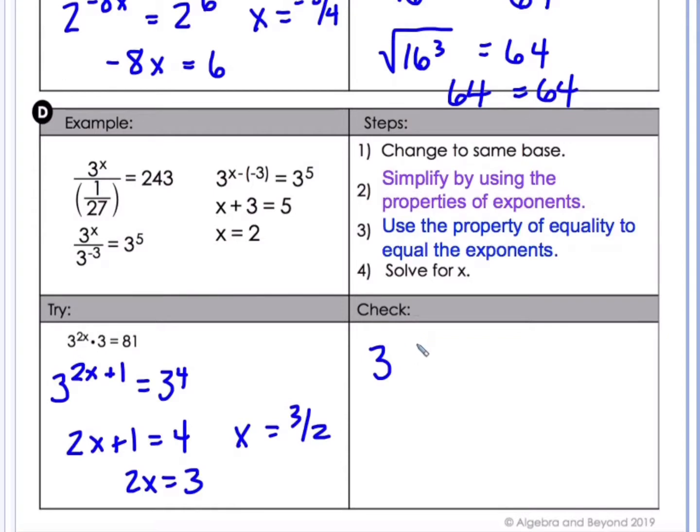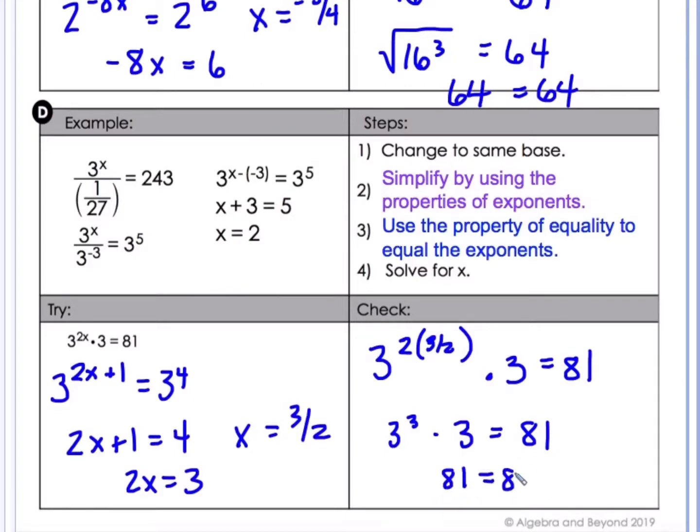And we're going to substitute it in to the original, so 3 to the 2 times 3/2 times 3 equals 81. And I'll get 3 to the 3rd times 3 equals 81. And I know that'll end up being 3 to the 4th, which is 81 equals 81. So we can confirm that it does work.